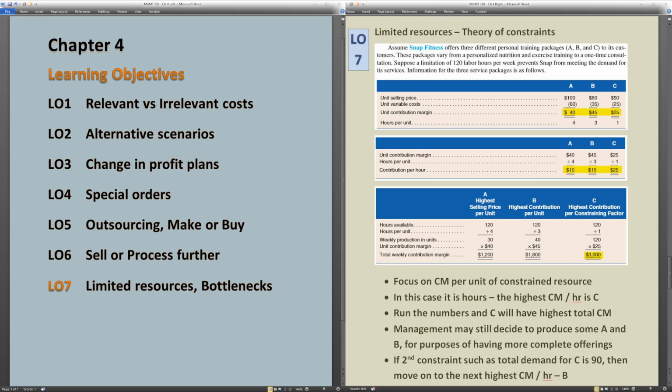Then what do we do with the next bit? Well, we have 30 more hours, so we would move on to the next highest contribution margin per hour, which would be B. It takes 3 hours per unit of B, so we'd produce 90 of C and we'd produce 10 of B. If we have 30 extra hours after doing 90 of C, we'd produce 10 of B.